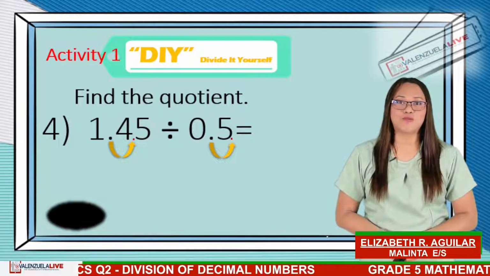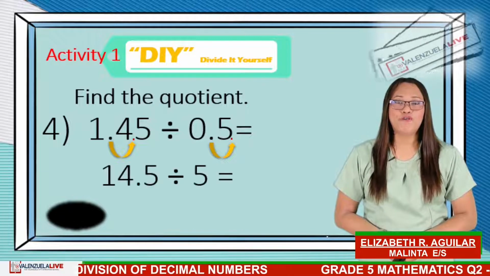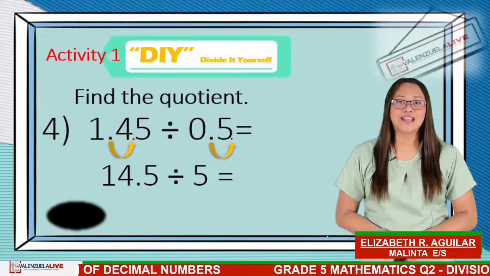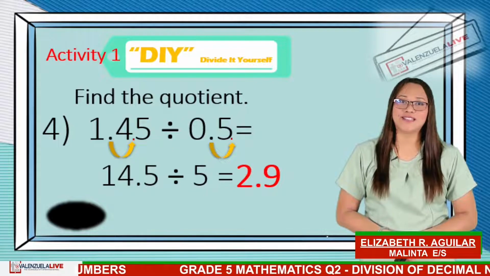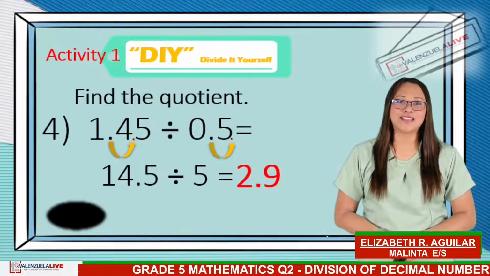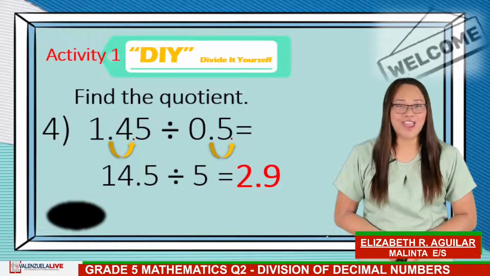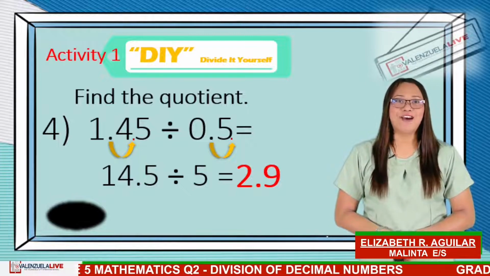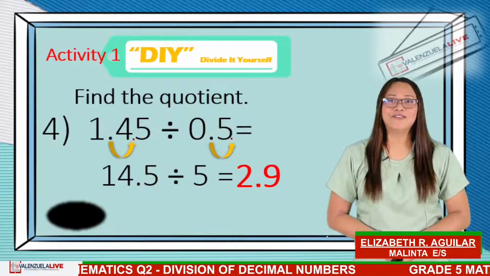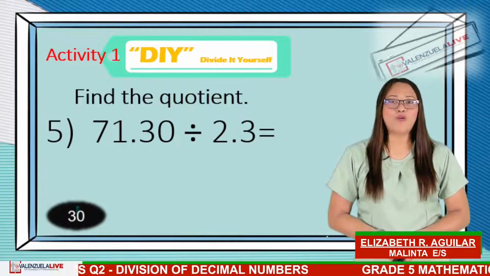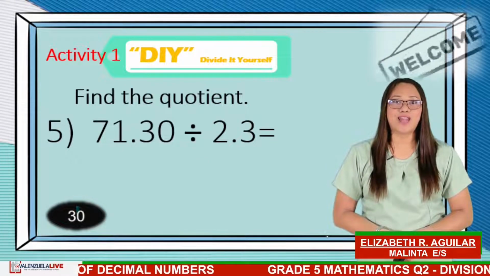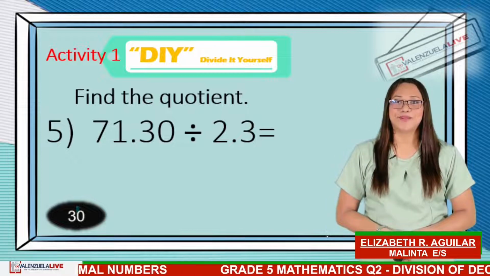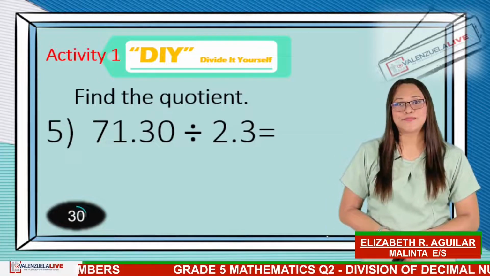So this time it will become 14 and 5 tenths divided by 4. Okay, so the answer is 2 and 9 tenths. Did you get it? Very good, mathletes. Now, for our last number, we have here 71 and 30 hundredths divided by 2 and 3 tenths. Okay, 30 seconds.